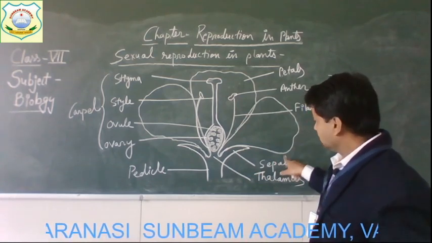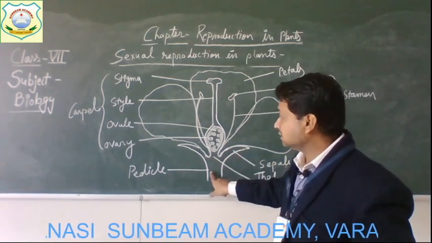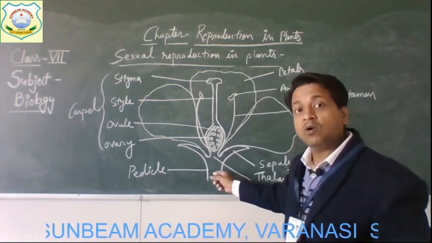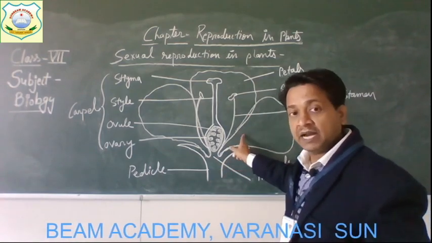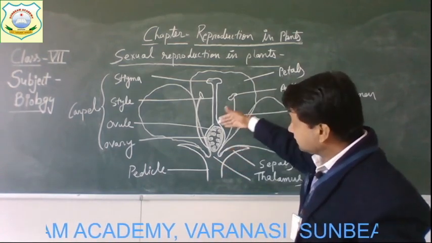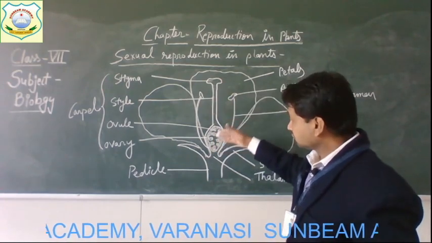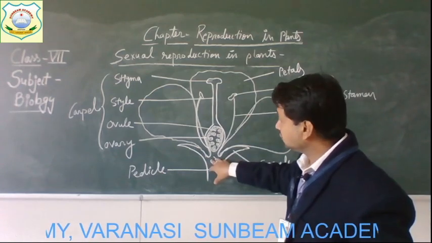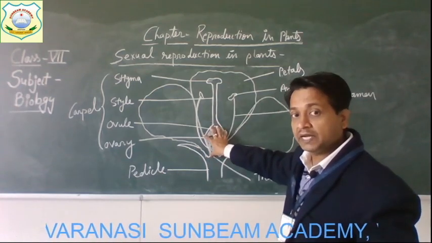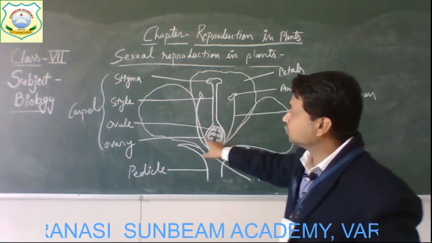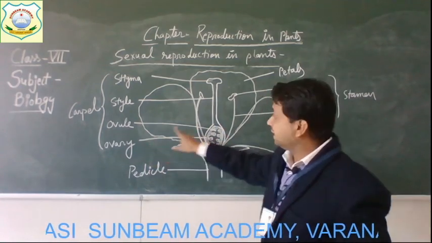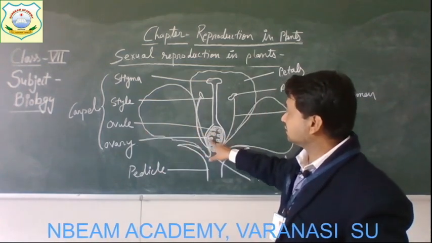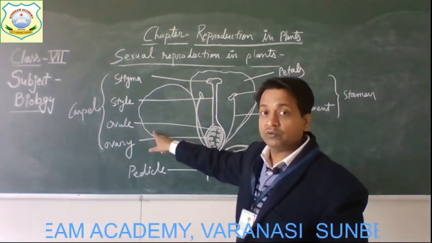The sepals are attached to the pedicle. So the pedicle is the base on which sepals and petals are present. Inside that, in the center, is the thalamus on which the ovary is situated. This solid structure is known as the ovary. And inside the ovary, the ovules are present. The many dark structures are the ovules.